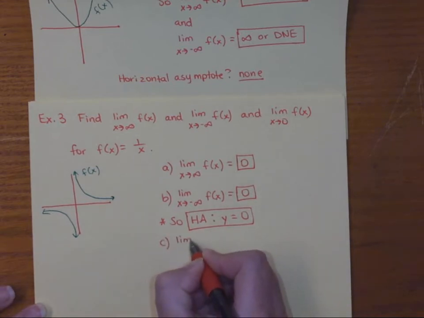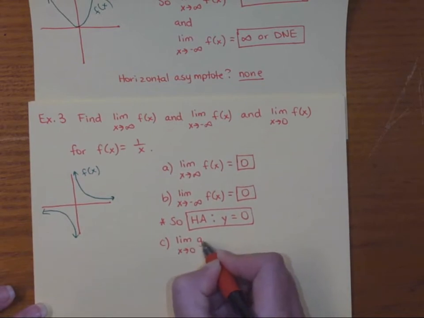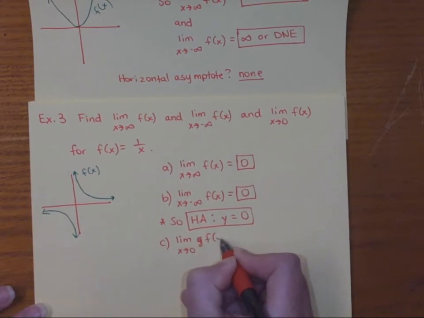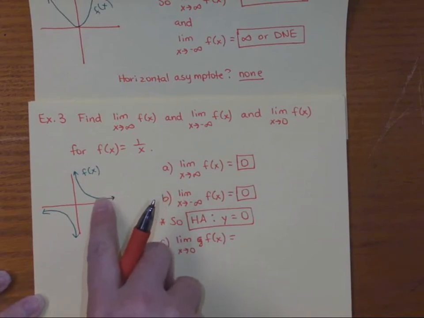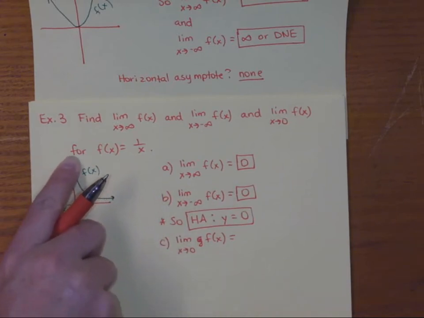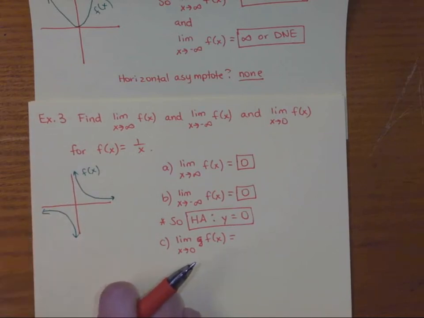But then lastly, let's see if we can figure this out. So the limit as x goes to 0 of f of x. Notice I didn't indicate from what side I'm going to come at 0 from. So notice as we come at 0 from the right, we go up sharply. As we come at 0 from the left, we go down sharply.